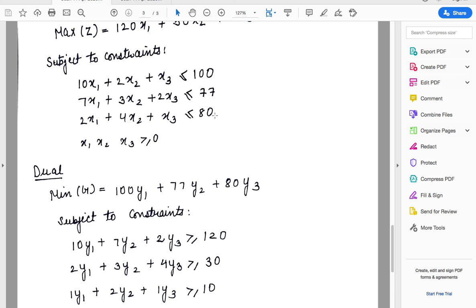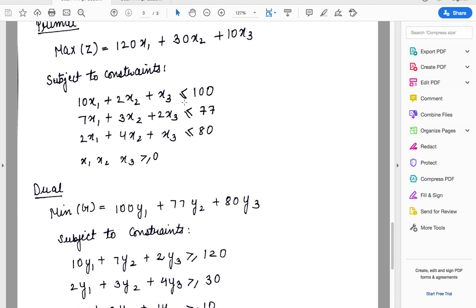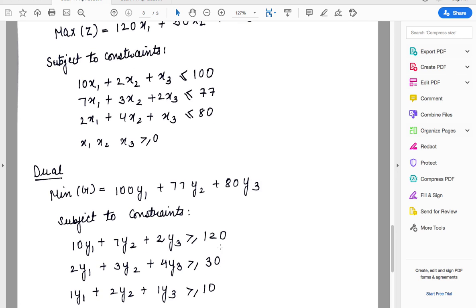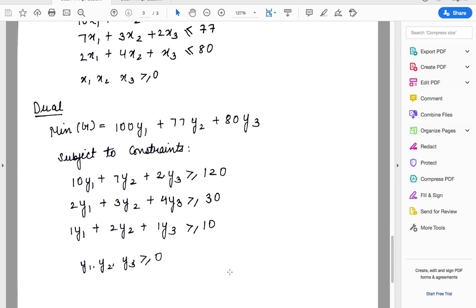Okay, and these values which are written on the right hand side as constants of primal will be written in the objective function as constants. Okay, 100y1 plus 77y2 plus 80y3, and these values we have taken from the objective function of primal, that is 120, 30 and 10, which we have written on the right hand side as the constants of the dual, and at the last we will write y1, y2, y3 greater than or equal to 0. This is our non-negativity condition.